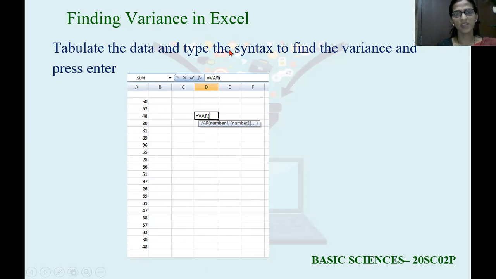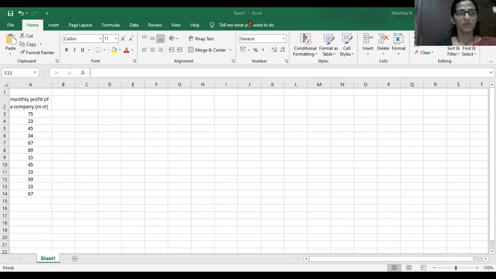Now let us quickly look at how we can calculate the variance of a given data set. So this is the data set I have considered. I have considered the monthly profit of a company in crores for 12 months. So this is the profit of the company. How can I calculate the variance for this?